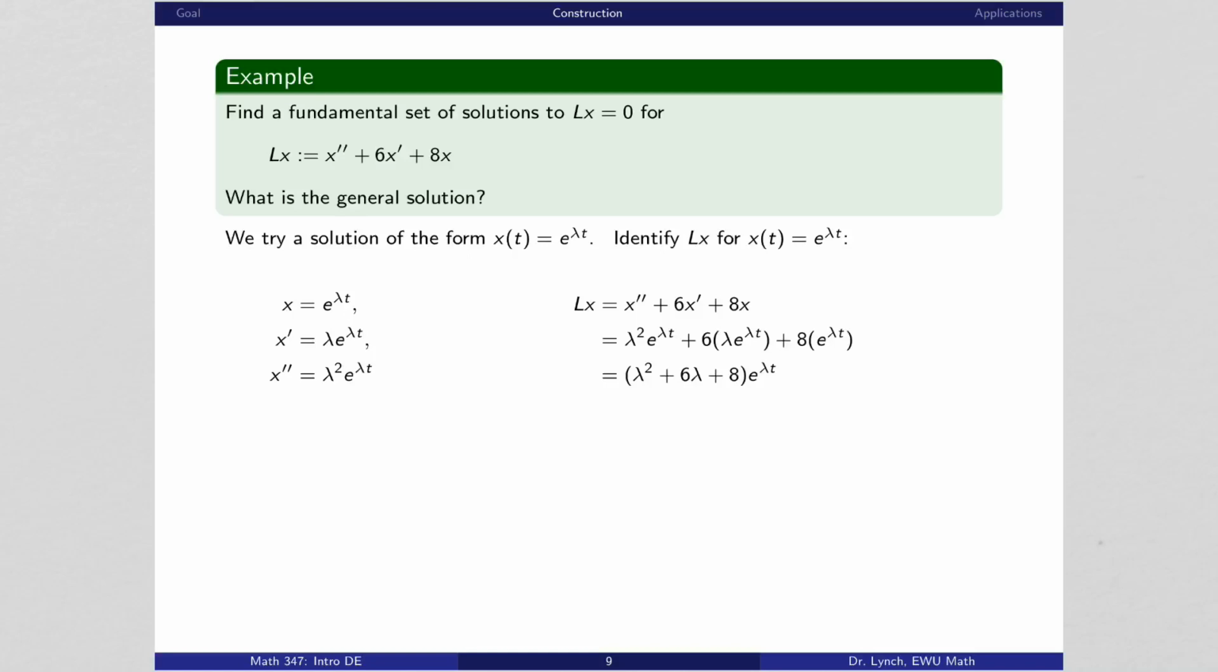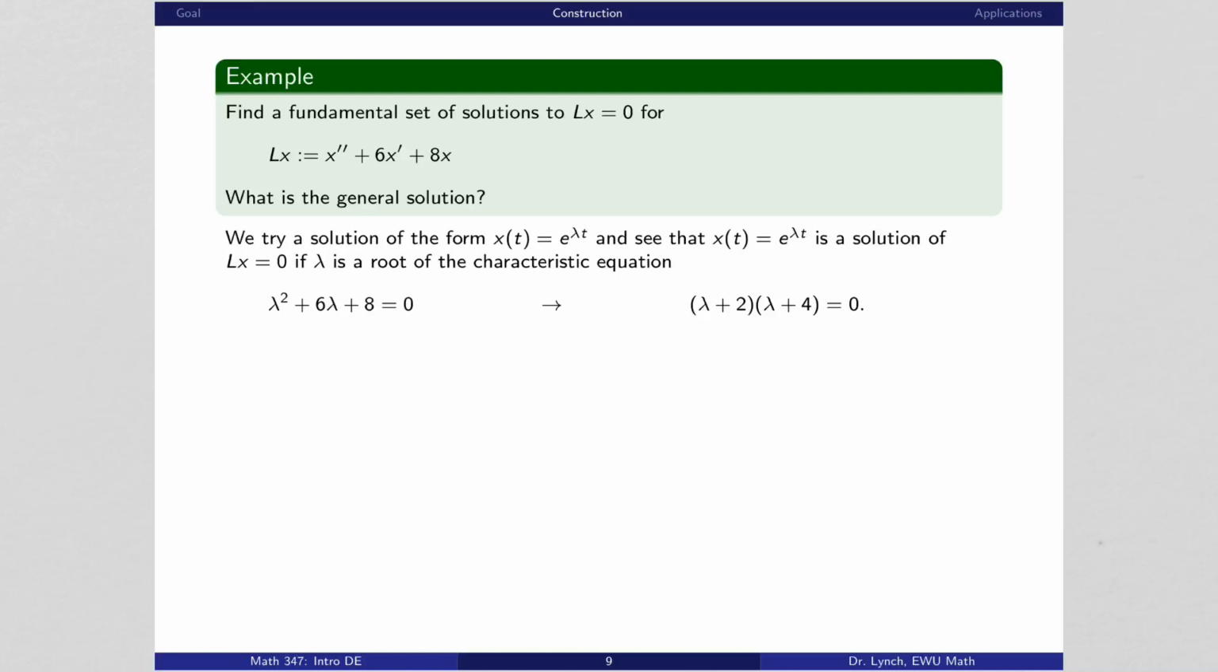Now, of course, this is a homogeneous differential equation, so we would like to be able to plug this function in and pop out 0. So e to the lambda t is the solution, again, if the quadratic times e to the lambda t is equal to 0, or, since e to the lambda t is never 0, if lambda squared plus 6 lambda plus 8 is equal to 0. Okay, so that quadratic forms the characteristic equation in the case of this differential equation.